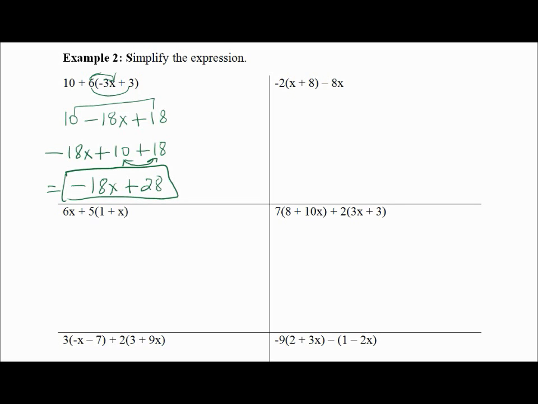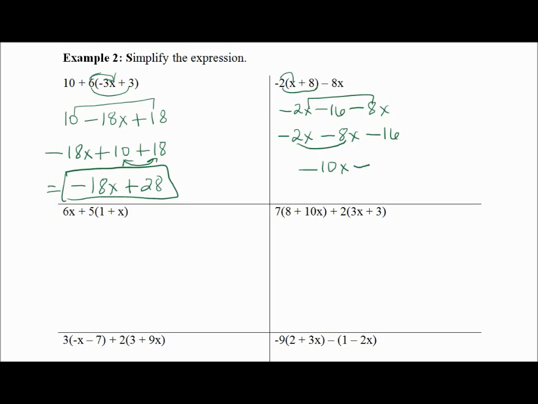On my next one, it's the same thing. I have a negative 2 that I'm going to distribute, so that becomes negative 2 times x, which gives me a negative 2x. And then I have a negative 2 times a positive 8, which gives me a negative 16. And then I'll just bring down this minus 8x. I want to rewrite it with my like terms together. Now I have a negative 2x minus 8x, which gives me a negative 10x.